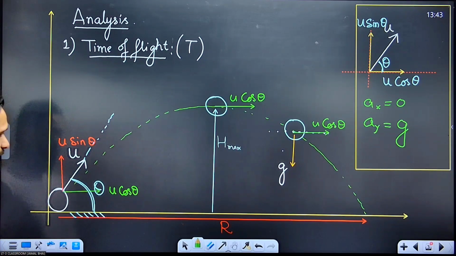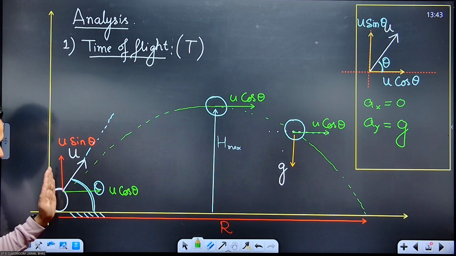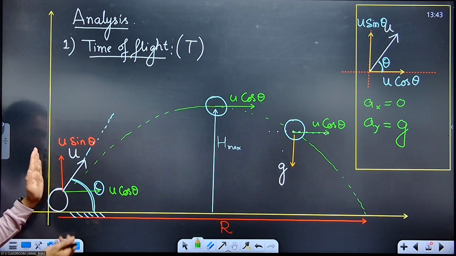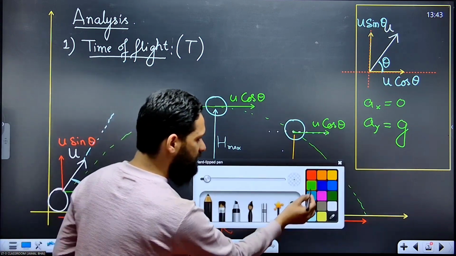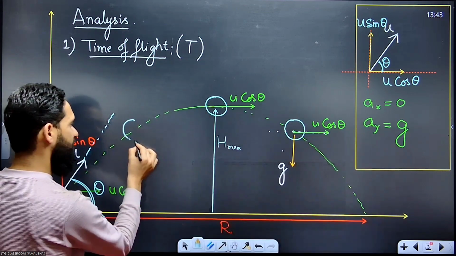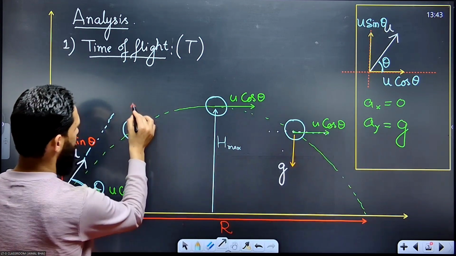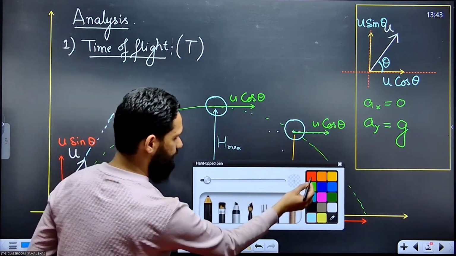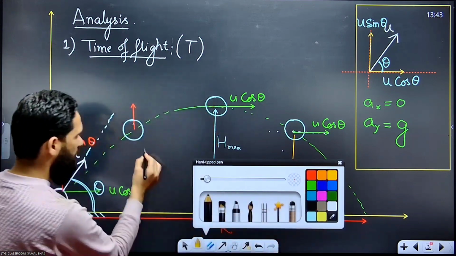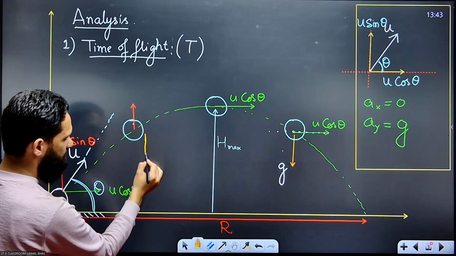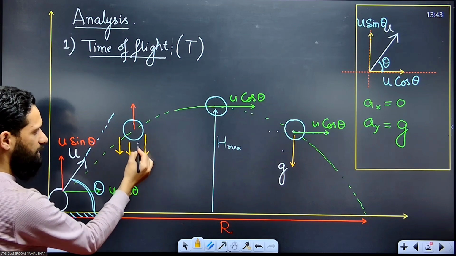And what will happen to this y component? What will happen to this red component, which is trying to move the body upwards, but the earth is trying to pull the body downwards? So what will happen? The body has a tendency to go upwards. Why upwards? Because it has a velocity u sin theta upwards. At the same time, the body is being pulled by the gravitational pull of the earth.